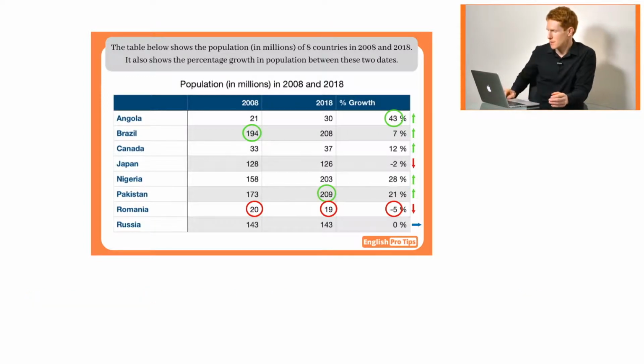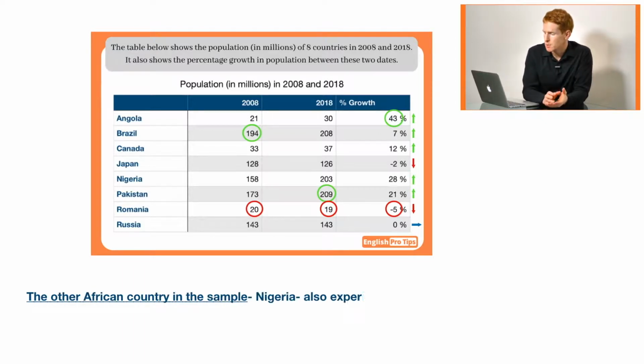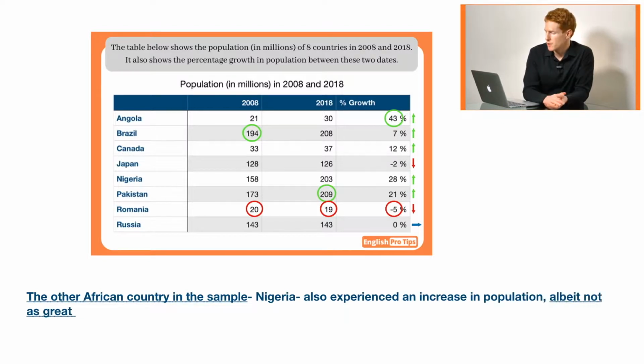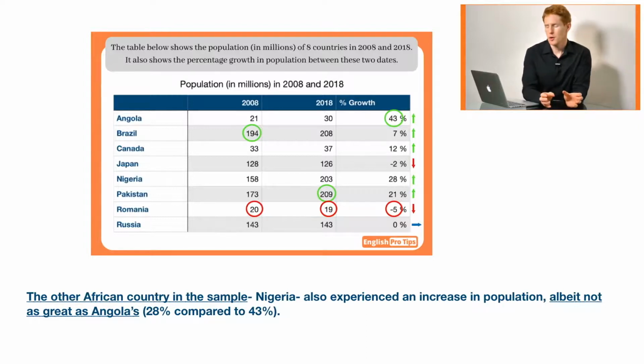Let's have a look at another sentence structure. The other African country in the sample, Nigeria, also experienced an increase in population, albeit not as great as Angola's, 28% compared to 43%. Okay, so here we've identified that Angola and Nigeria are African countries, and that's a good way for us to group those two countries together. And using a sentence structure like this, we're likely to get a very high score. Let's have a look at a few more.